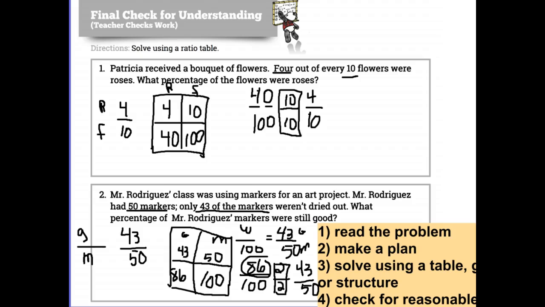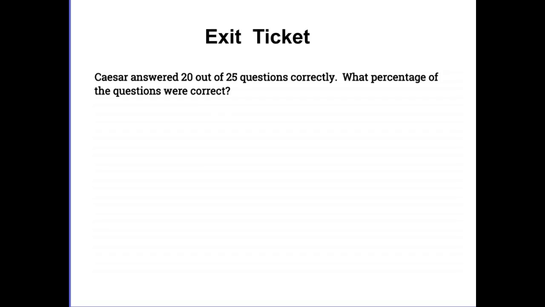So now, exit ticket. I did not leave index cards. So I want you to write your exit ticket in your Swan Math book. Write it after the final check for understanding. There should be a place where you can write some notes and set up your exit ticket. Write the statement, set up your table, and then set up your structure.